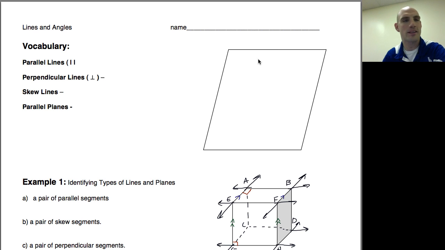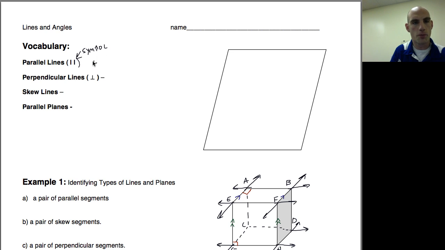Welcome back. Today we're going to talk about lines and angles, and lines and angles relate in certain ways that are going to allow us to talk more easily about them. Let's talk about parallel lines first. Parallel lines, as you can see by this little diagram, that's the symbol for parallel lines.